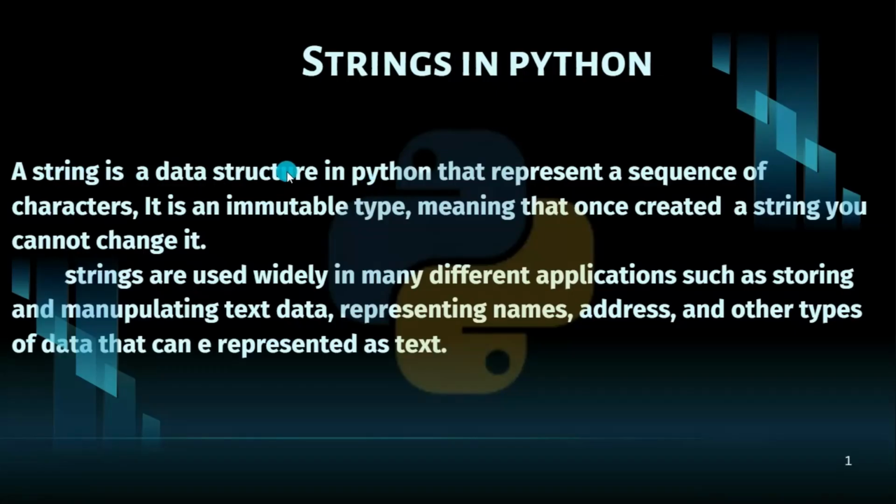A string is a data structure in Python that represents a sequence of characters. It is an immutable type, meaning that once a string is created, you cannot change it. Strings are used widely in many different applications, such as storing and manipulating text data, representing names, addresses, and other types of data that can be represented as text.